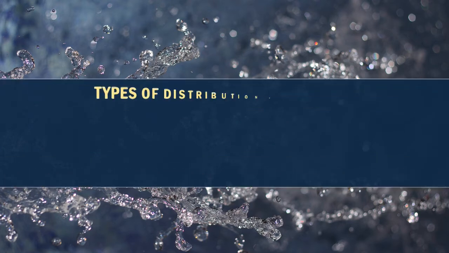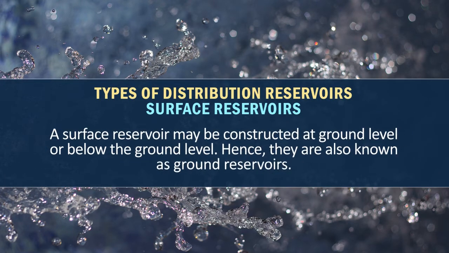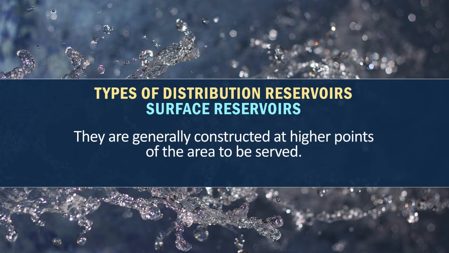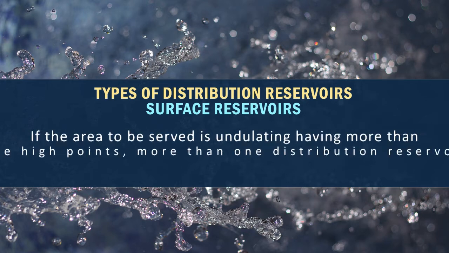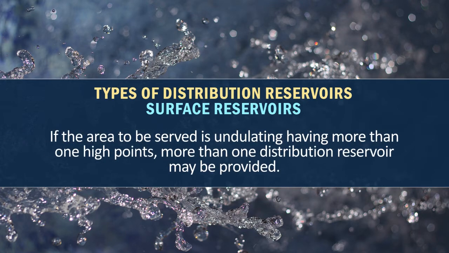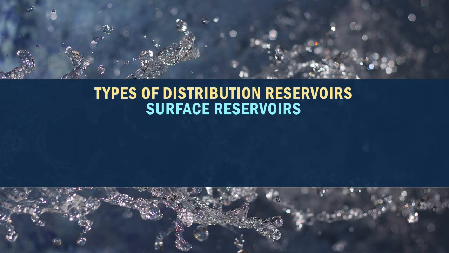Types of distribution reservoirs. Surface reservoirs. A surface reservoir may be constructed at ground level or below the ground level. Hence, they are also known as ground reservoirs. They are generally constructed at higher points of the area to be served. If the area to be served is undulating, having more than one high point, more than one distribution reservoir may be provided in that case.